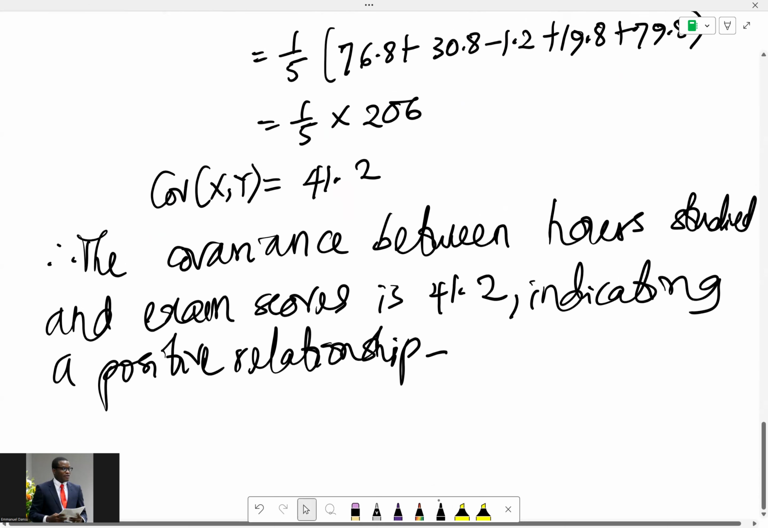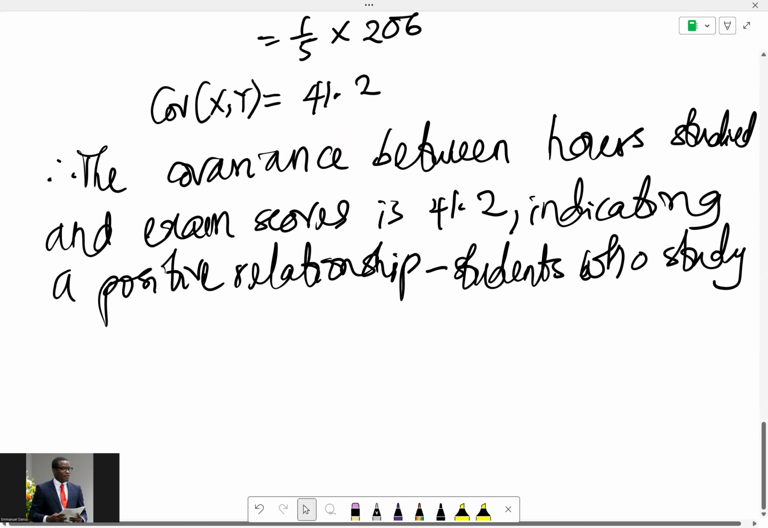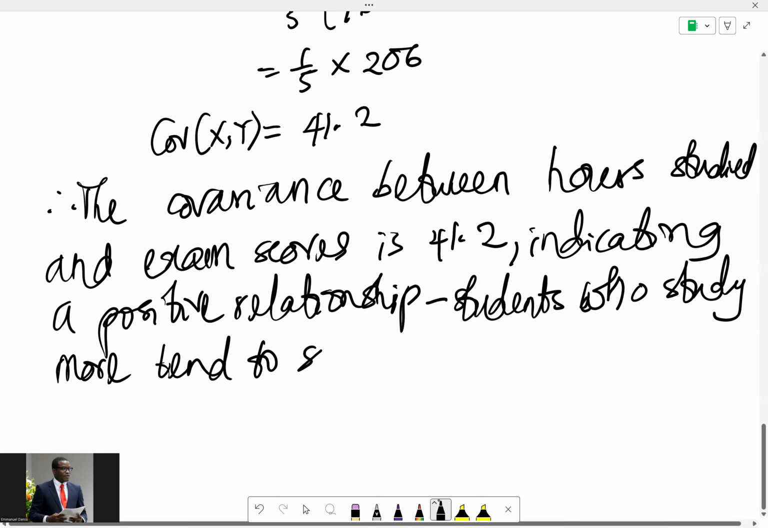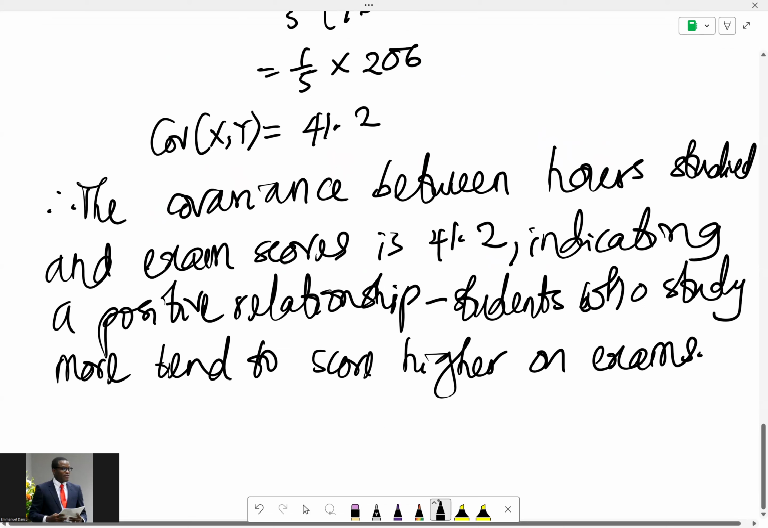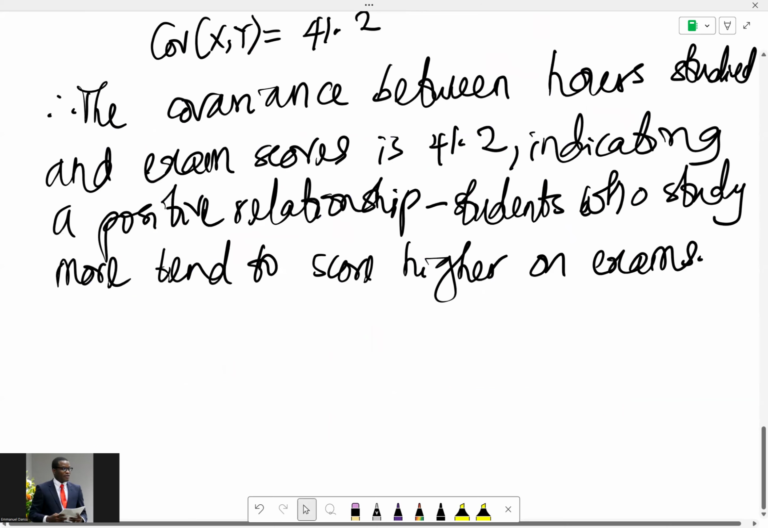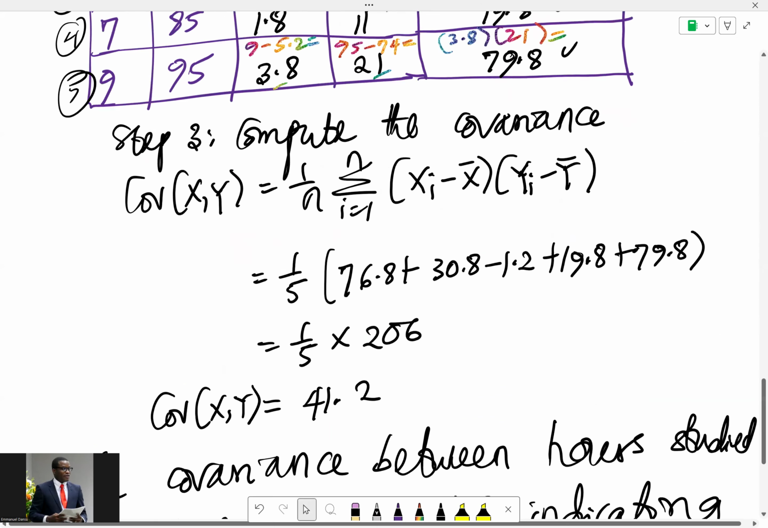So positive relationship means simply that students who study more tend to score higher on exams. Of course, that does not mean that there are no outliers. You may have students who do not study as much and get very high scores, but these are just exceptions to the rule, not always the rule. Okay, so we are done with covariance there.